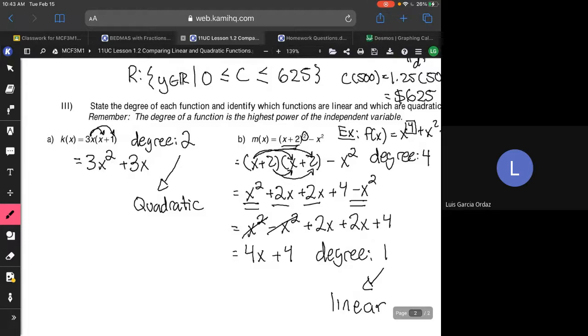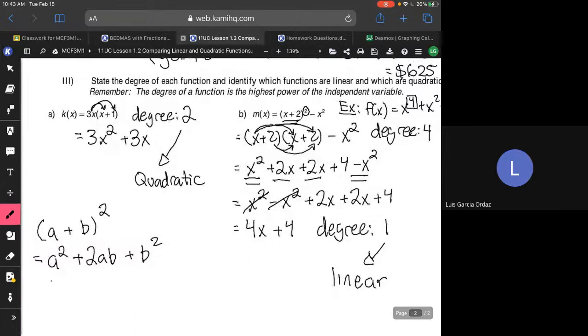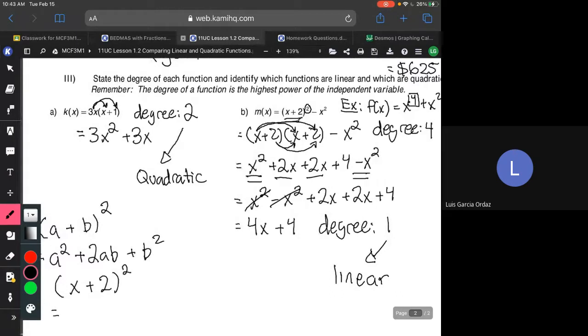So if you guys hopefully remember from last year, when we have a binomial in a bracket and it's all squared, to avoid the whole two bracket thing, you're just going to square your first term, which is a. You're going to multiply a and b and multiply that by 2, and then square the last term. So in this case, I had x plus 2 squared. So I'm going to do it without the two brackets.